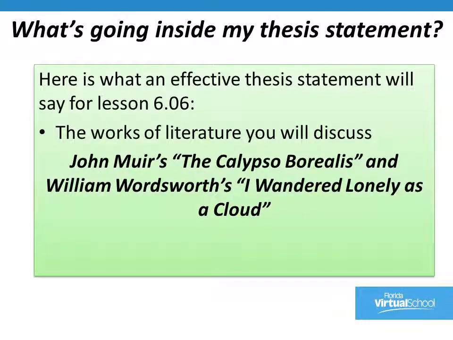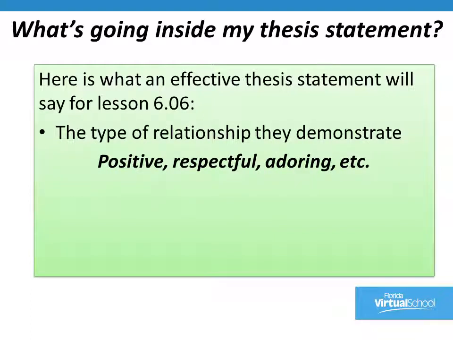First, identify the works of literature you will discuss: John Muir's The Calypso Borealis and William Wordsworth's I Wandered Lonely as a Cloud. Next, consider the type of relationship you think they demonstrate in these pieces of literature. Is it positive, respectful, adoring? There are many options here. As long as you're able to support it with the text, your answer will be right.